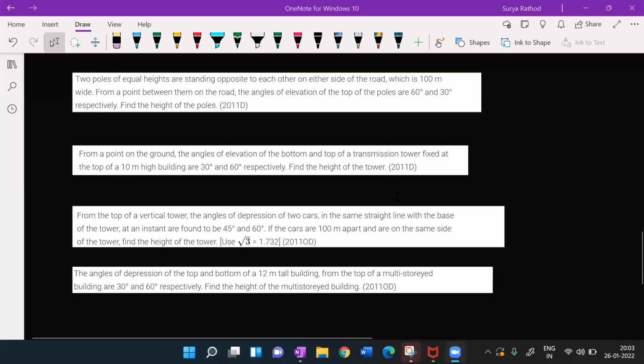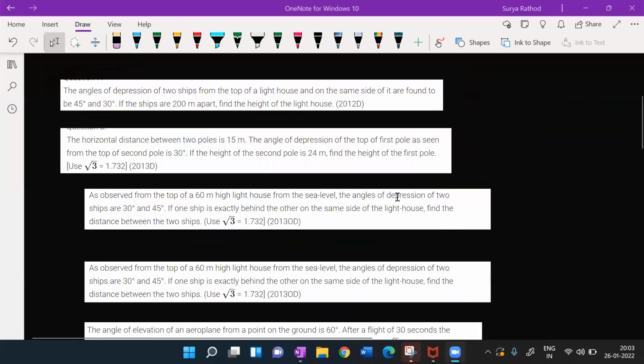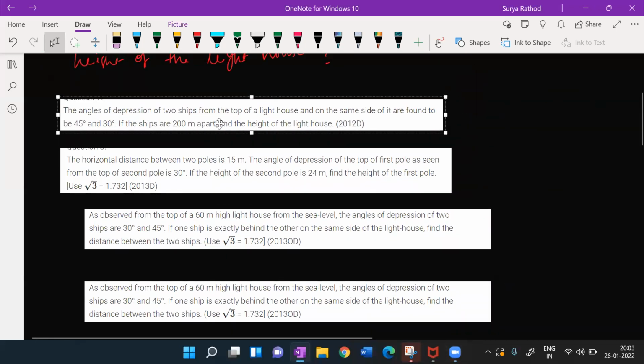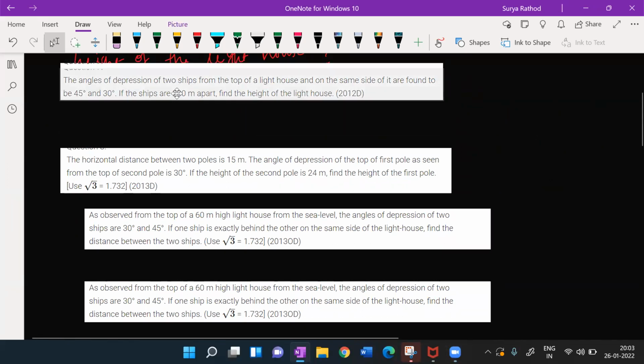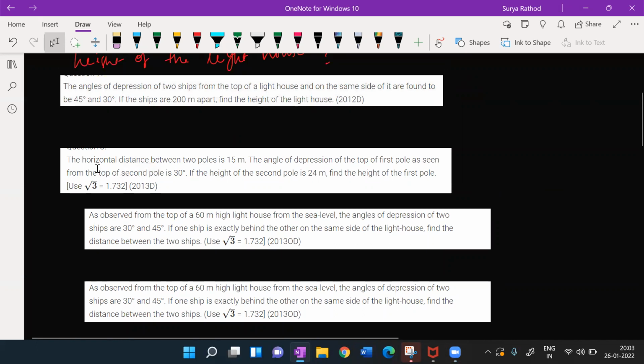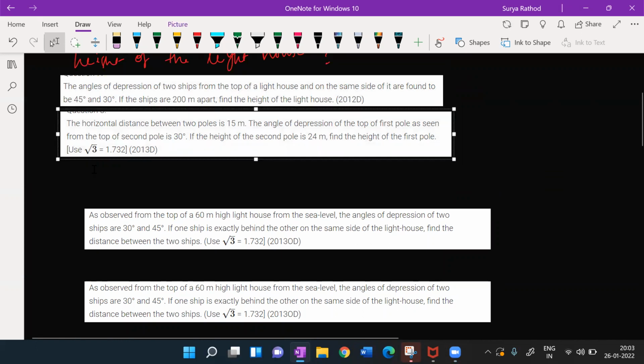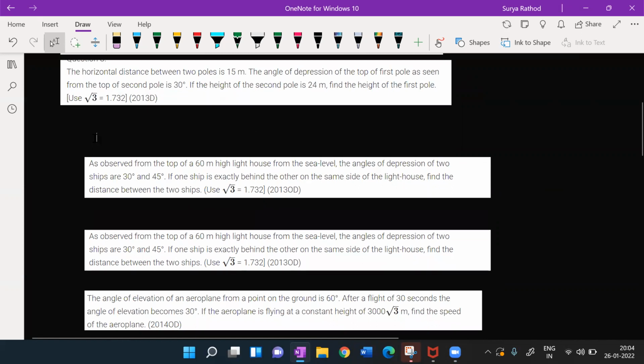Chalo, let me share the screen. Now solve one by one. The first question, you are done. 273. How many of you got 273 something? Yes, sir, 273.2. Yes, very good. Solve this question. Next one. Everyone solve this question.